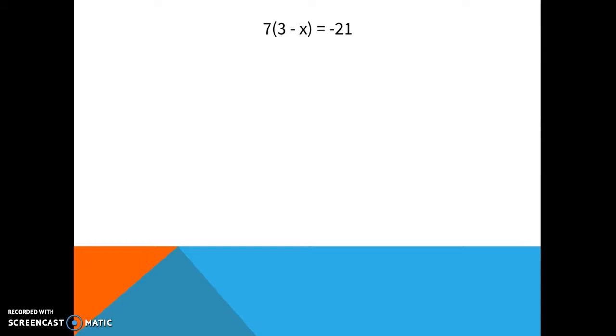So with that said, we have our first multi-step equation. Looking at this equation, I have 7 parentheses 3 minus x equals negative 21. My goal for this equation is that I want to isolate my variable, so I want to get x by itself. So when I look at this equation, what property do you see being used in this equation?